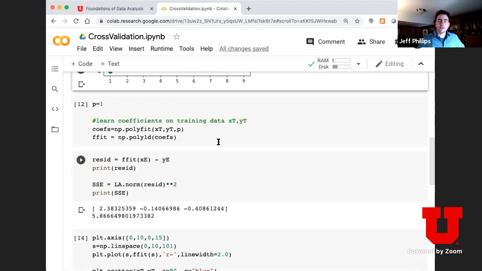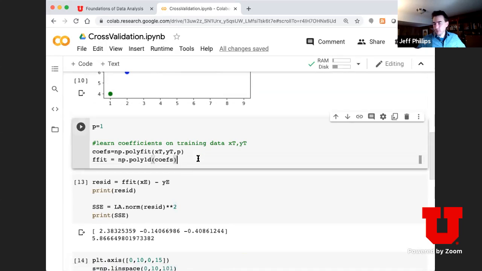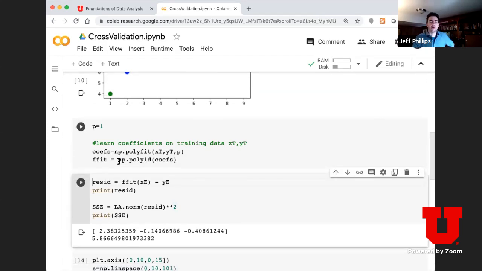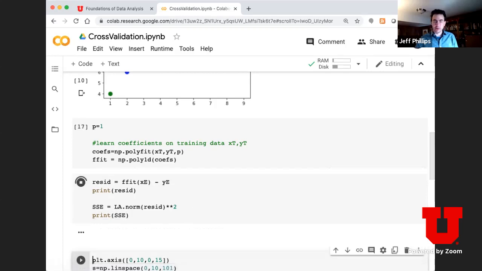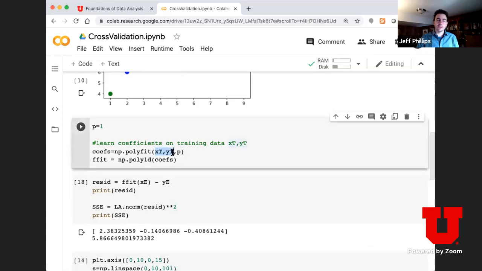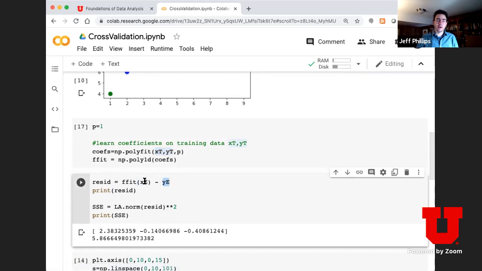Now I'm going to use this polyfit function, which is going to give me just this array of coefficients, and I can evaluate it. There are other ways to do this, but this way abstracts how I do the evaluation, so I can more easily write the same code for different values of p. I start with p equals 1. I can measure the sum of the squared errors on the test set. I did the fit on the training set, but I'm evaluating on the test set, so I put in the test X and compare to the test Y.